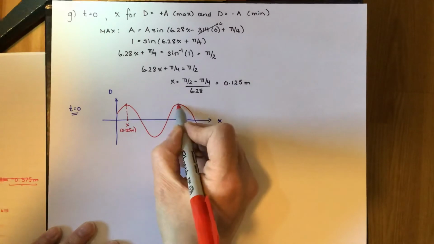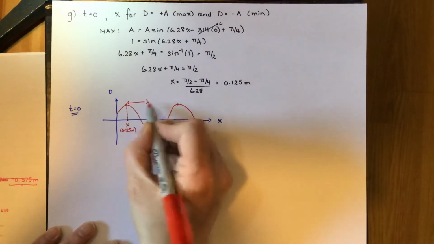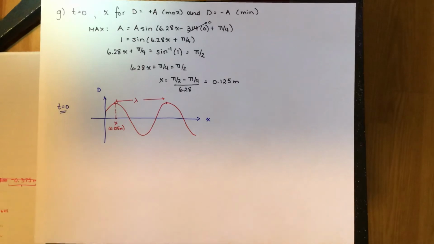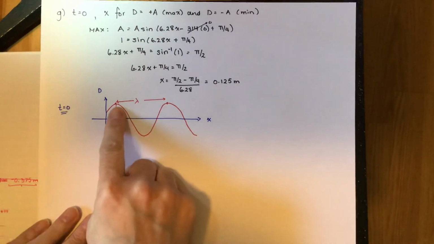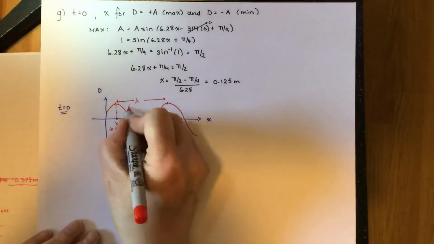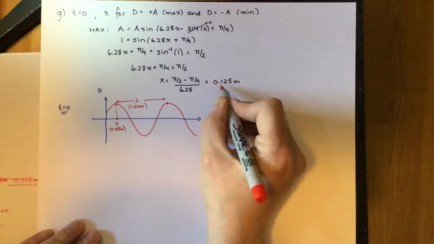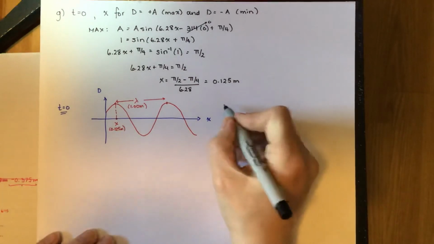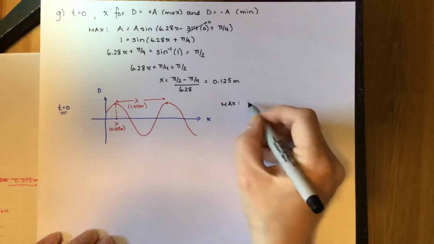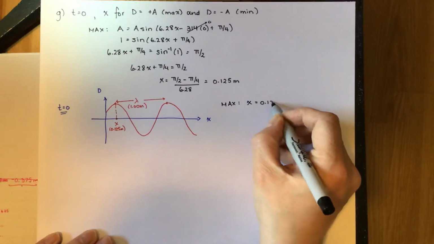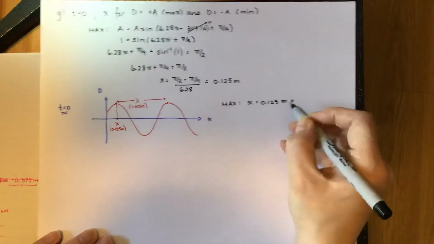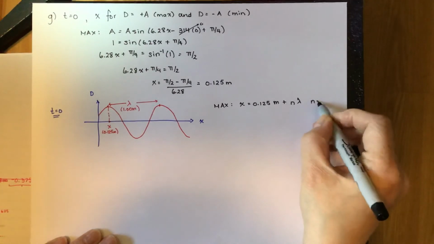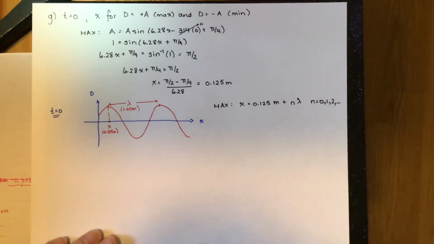The next time it's at a maximum is one wavelength later, because our graph repeats every wavelength lambda. So our maxima occur at 0.125 plus 1, our wavelength is 1 meter, and 0.125 plus 2, 0.125 plus 3, and so on. So to get the maxima, they're equal to x equals 0.125 meters plus multiples of the wavelength. So we can say n times lambda again. This time our n would start at 0 and go up by 1s. Okay, so there's all of our maxima.